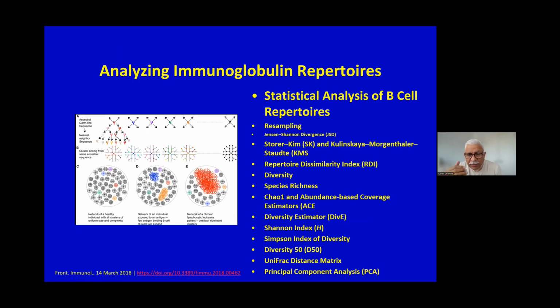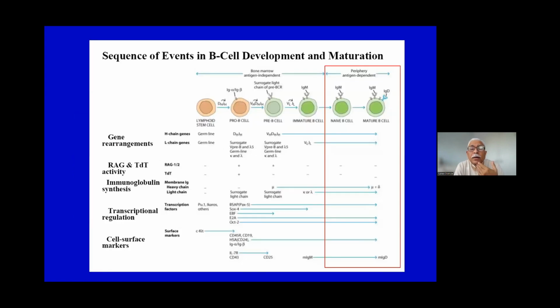If you're interested in the mathematics of how the 200 genes become 10 to the 11, there's a very nice paper in Frontiers in Immunology which talks about this, with a lot of statistical analysis. This is beyond the scope of what I can understand at this point, but if you're interested, you can look at this paper. Where do all of these recombination events occur?